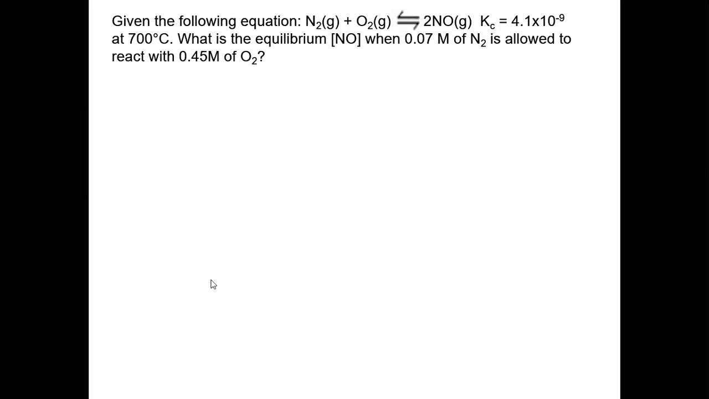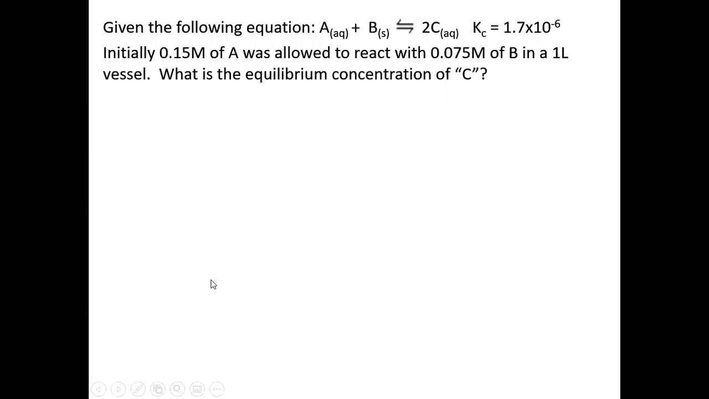Look at one more example. So here we have the following equilibrium. We initially start with 0.15 molar of A, allowed to react with 0.07 molar of B, in a 1 liter vessel. What is the equilibrium concentration of C? So again, we need our ICE table. Now, one thing before you jump the gun and start solving: notice when I write this, A is aqueous, B is a solid, and then we have 2C, which is aqueous.